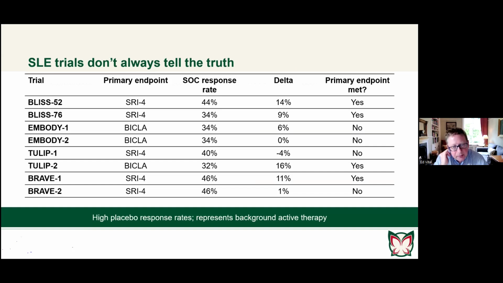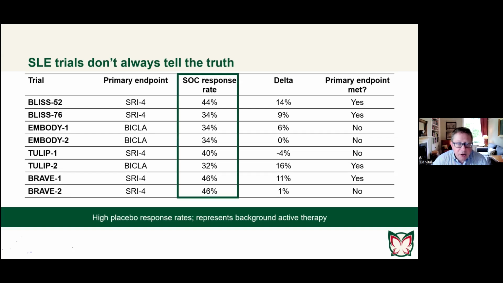Another problem is the success of the trials. So lupus trials don't always tell the truth. And I think we can see that with this summary of some of the more major trial programs that have occurred in recent years. So there's the BLISS, two phase 3 trials for belimumab, EMBODY, 2 phase 3 trials for epratuzumab, TULIP, 2 phase 3 trials for anifrolumab, and the BRAVE, 2 phase 3 trials for baricitinib.